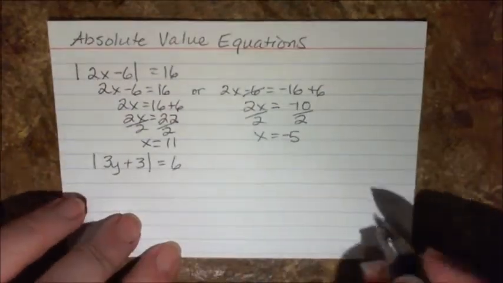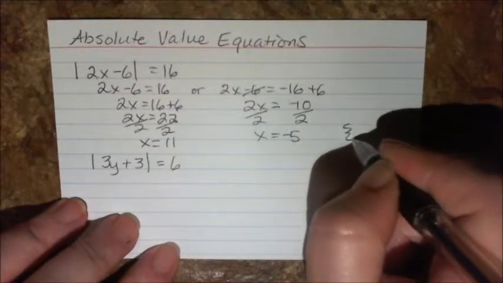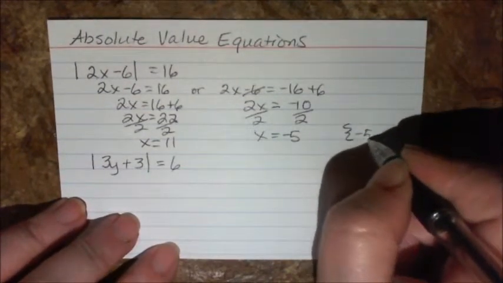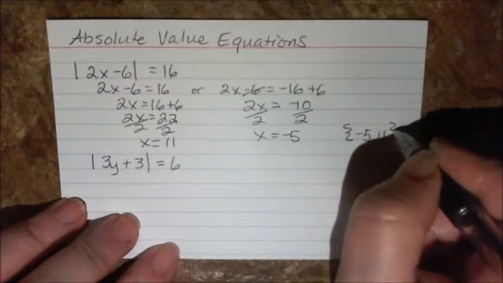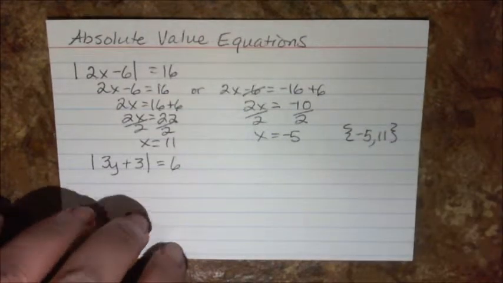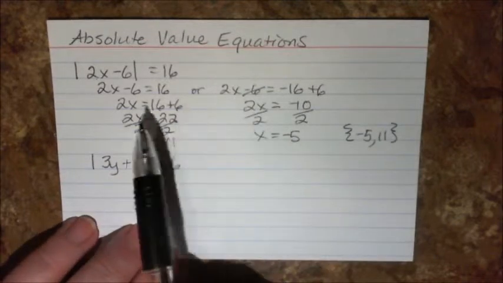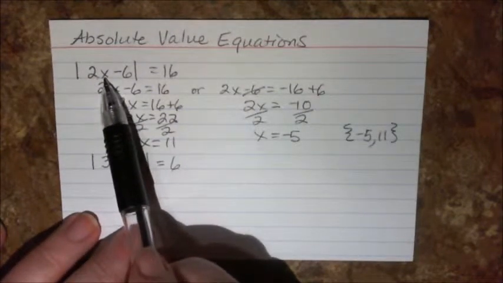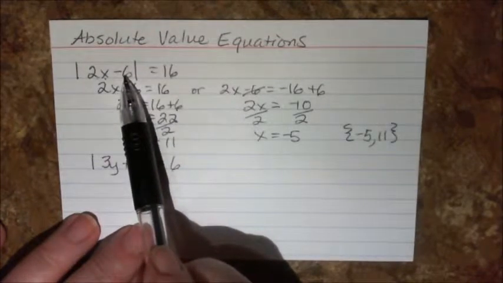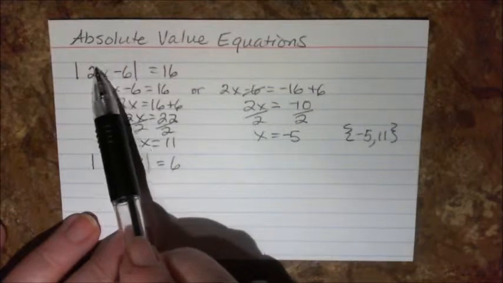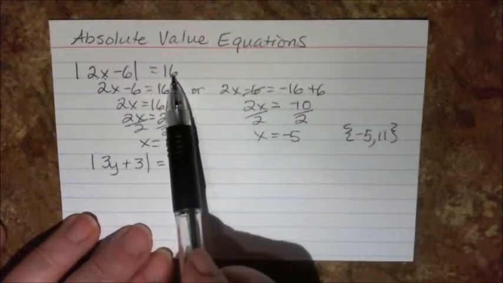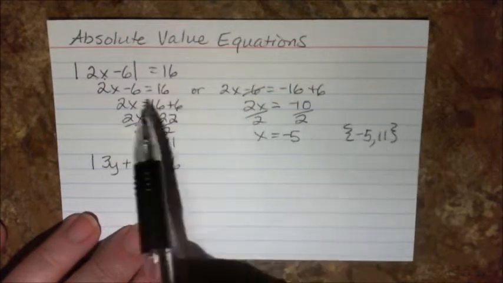So our solution set is not an ordered pair, it has two x values. So the numbers negative 5 and 11 should work. Two solutions here. We're going to take those back and make sure. So let's see. 2 times negative 5 is negative 10. Negative 10 minus 6 is negative 16. The absolute value of negative 16 is 16. That's true. Let's see if the number 11 works.